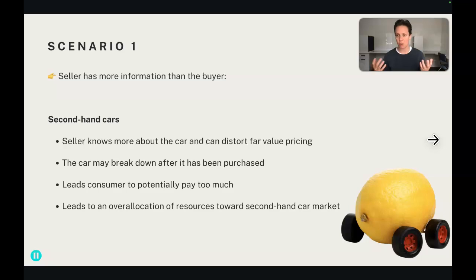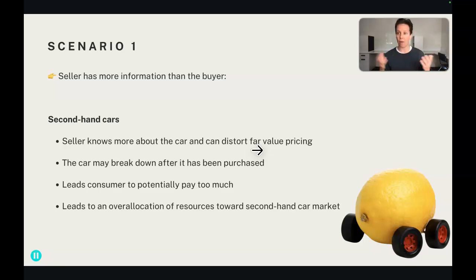Ergo, you're in that situation where you've got more information than the buyer, and you're going to negotiate such that you walk away with a price that's higher than if I had the same information as you. And this goes on all the time. So the seller knows more about the car, and as a result, the seller can distort the price. We call it fair value pricing. They're going to try and bargain for a higher price. Obviously, you as the buyer are going to try and bargain for a lower price.